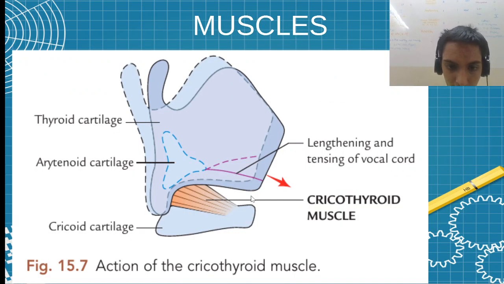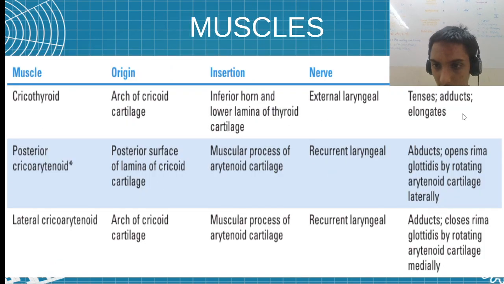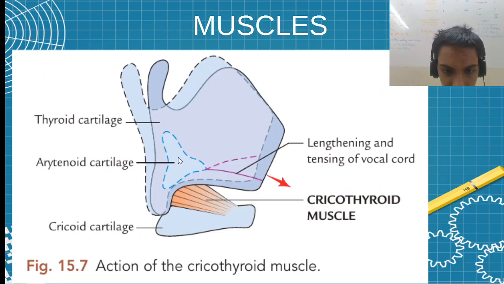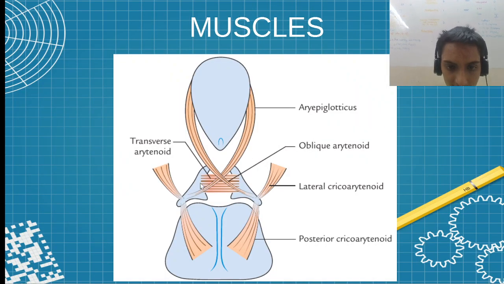Here you are seeing the action of cricothyroid muscle. What is it doing? It is lengthening and tensing the vocal cord. This is tension, it's coming forward like this. Here you can see these muscles also. I told you, ary-epiglotticus along with thyroepiglotticus, X-shaped insertion, and here oblique arytenoids. I told you this is transverse, oblique. Then this is the lateral and posterior cricoarytenoid.